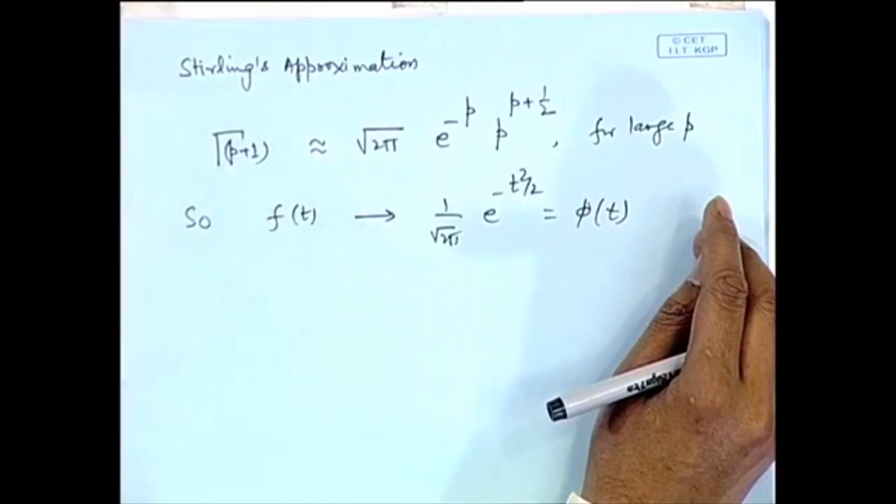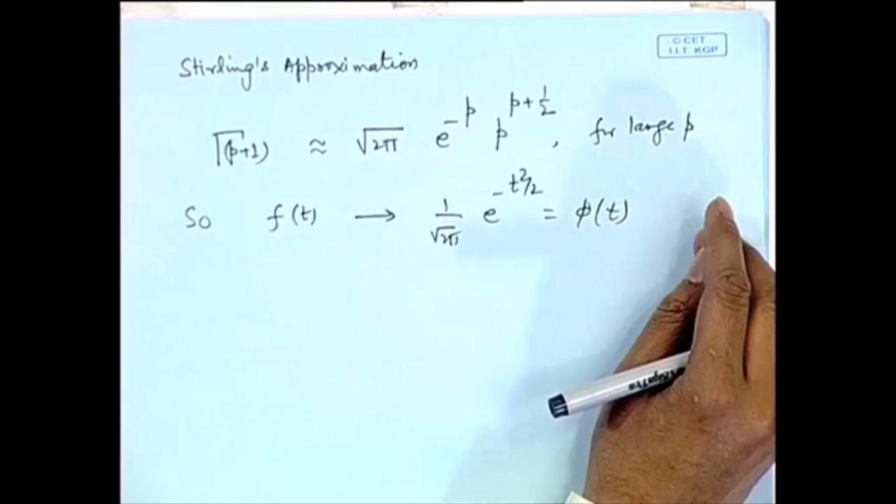The question arises: for what sufficiently large value of n is this approximation good? The answer is that for n greater than or equal to 30, the approximation is extremely good. And the tables of the t distribution most of the times show this.